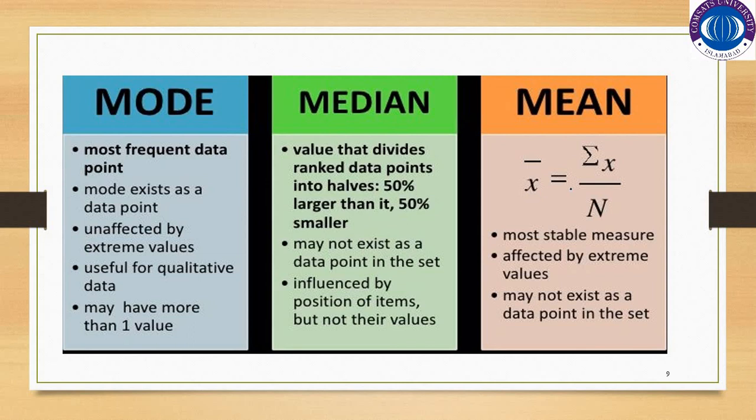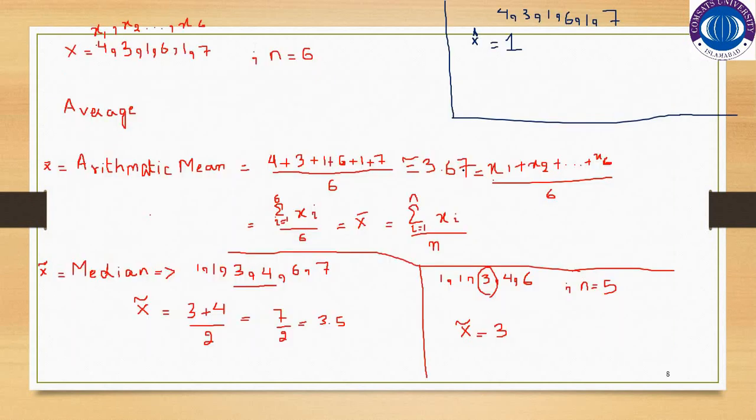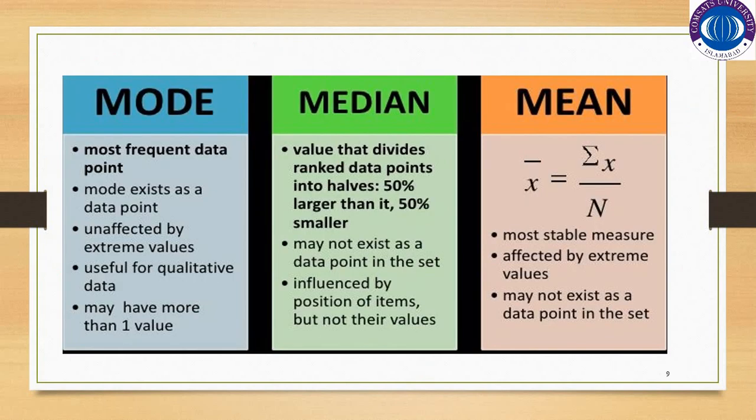Mean is equal to x bar is equal to summation x over n. It is the most stable measure, but affected by extreme values. Mean is basically the arithmetic mean. It is the most stable measure of central tendency, but it is always affected by extreme values, and it may not exist as a data point in the data set. As you can see, the mean is 3.67 and this is not in the data set, so it may not exist as a data point.